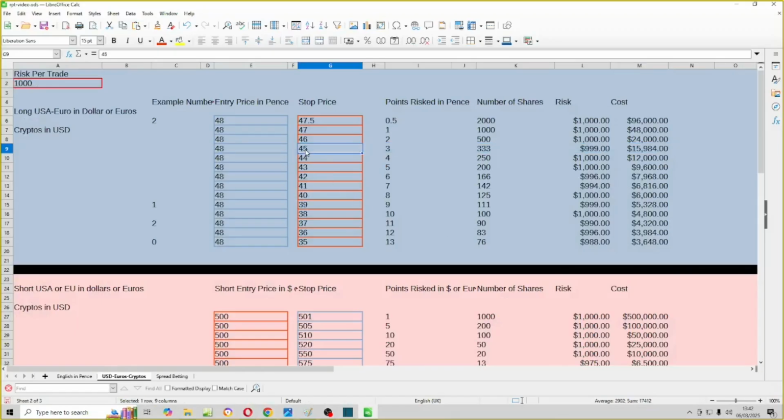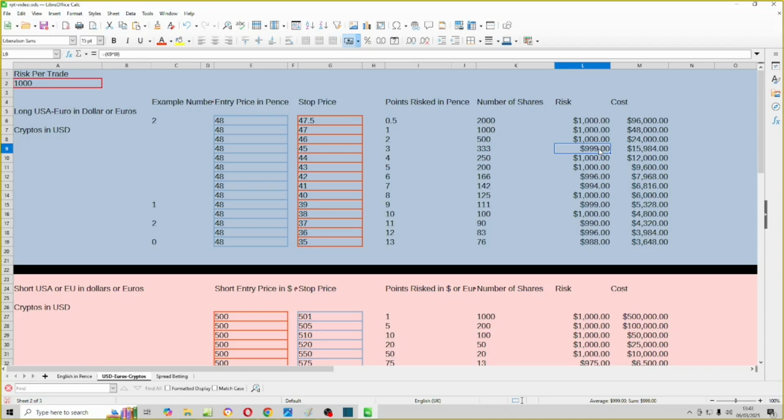Stop loss at 45. If you can't see very well, there's a little gear down here somewhere on YouTube where you can adjust the resolution. You set it to HD maximum and you should be able to see these numbers. So entry at 48, stop at 45, points risked is $3, number of shares 333 shares, and it's rounded so it doesn't exceed 1,000, so this is 999.